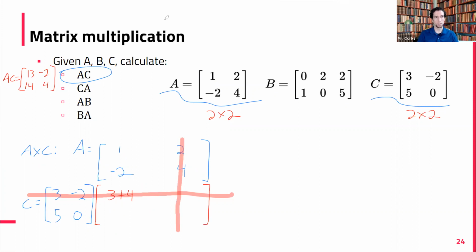First row times second column. What are the numbers there? 6 plus -8. So -8, but I'll just write it like this so it's clear what we did.